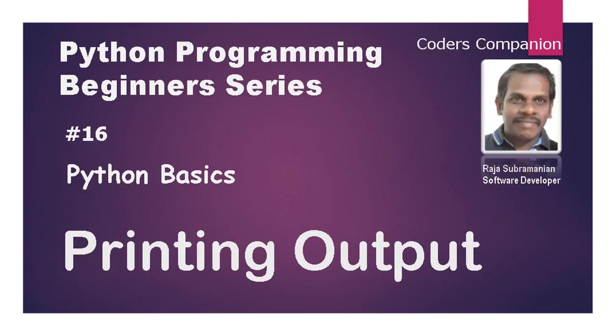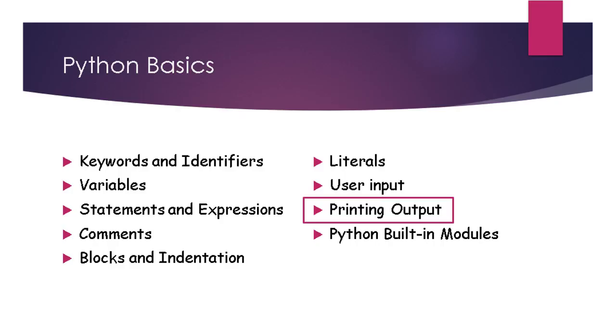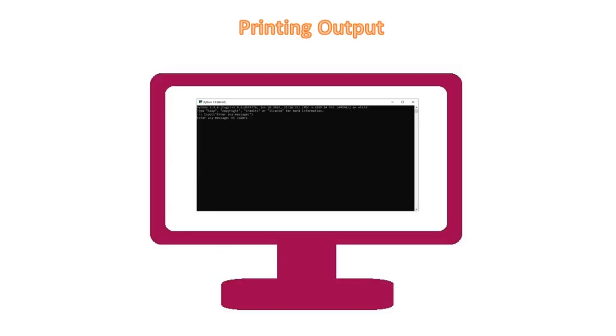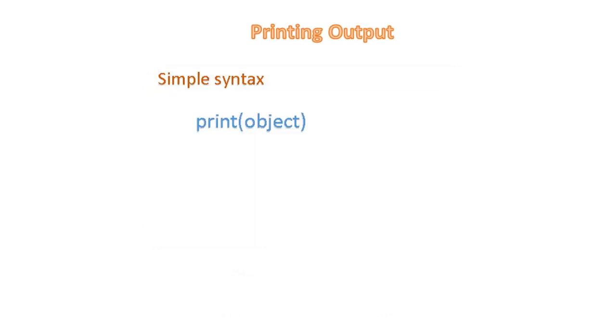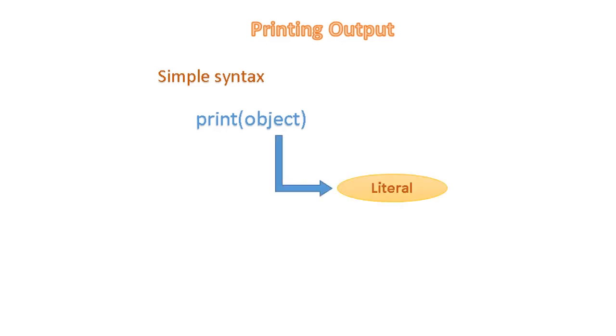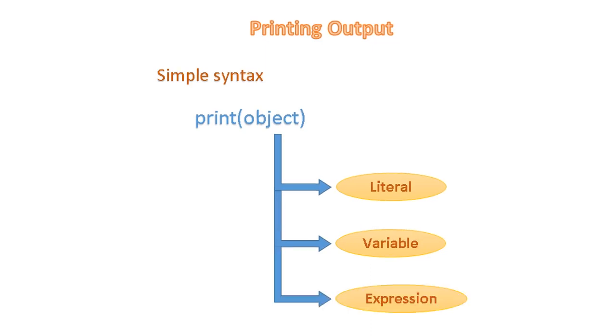Let's get started. This is the 7th topic in Python Basics. The print function is used to print or display output to the standard output device. This is a simple syntax to print a single object or a value. Here the object can be a literal, a variable, or an expression.